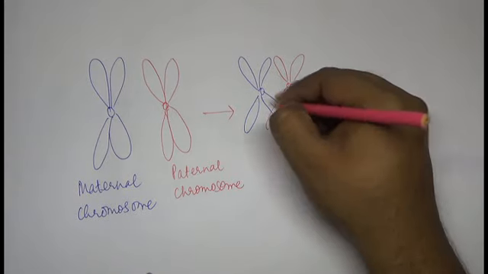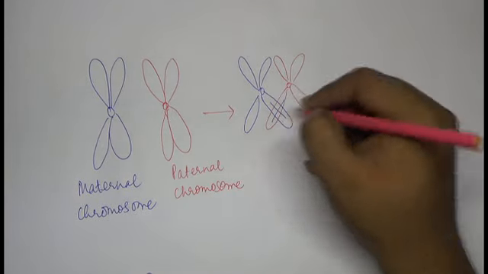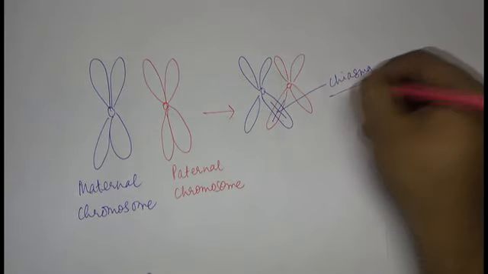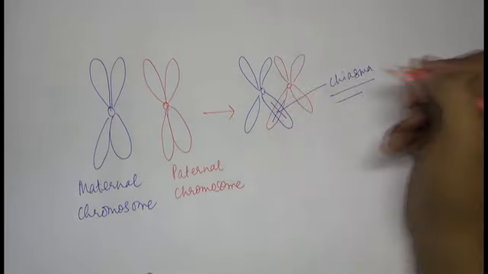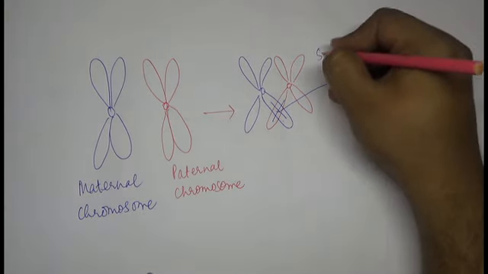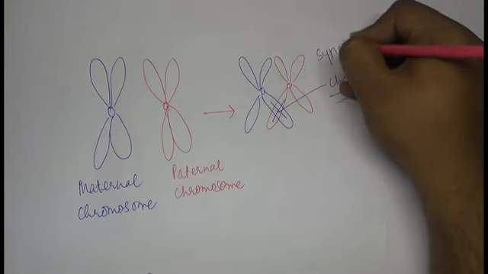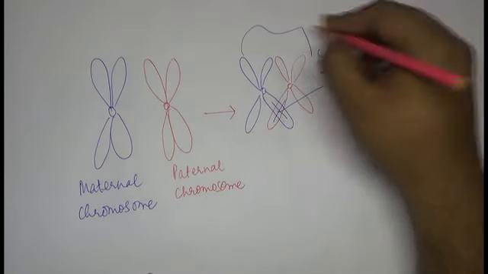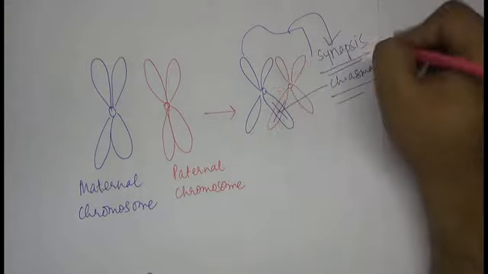Okay, this X-shaped structure which is formed out here is called the chiasma. This is chiasma formation. It can also be called synapses. This overall phenomenon is called the synapses.